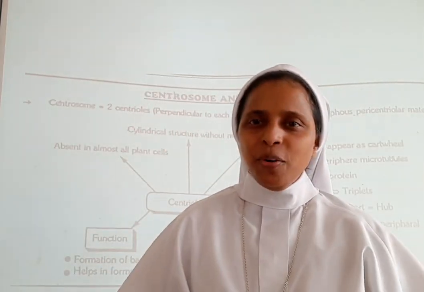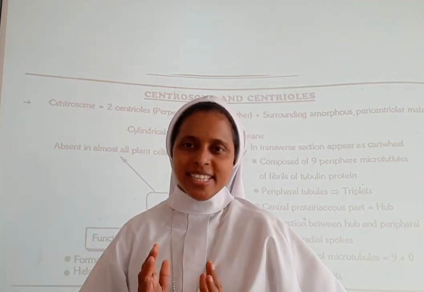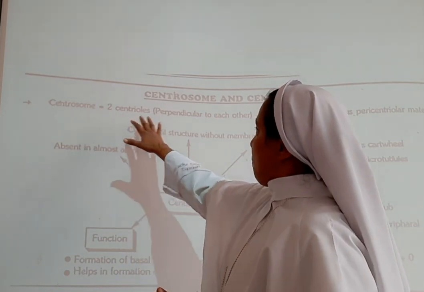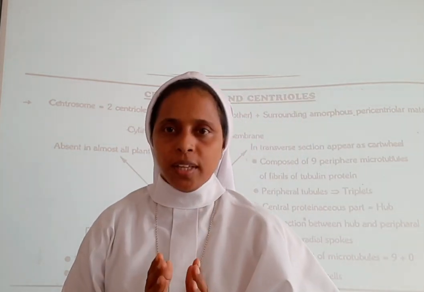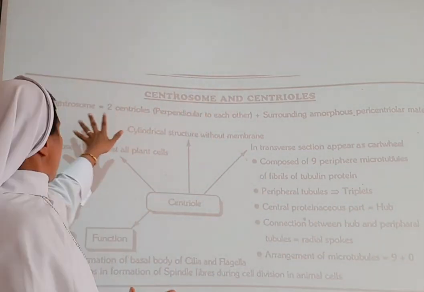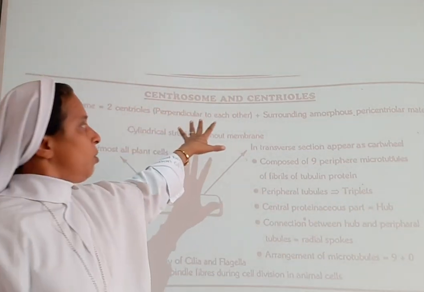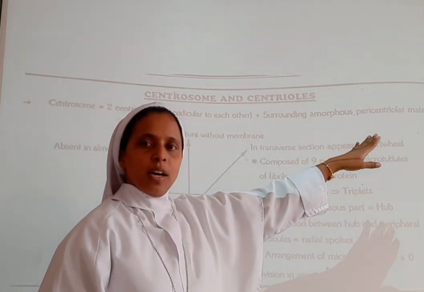Now let us learn about the centrosome and centrioles. These are perpendicular to each other. So they will be perpendicular to each other. Centrosomes have two centrioles, perpendicular to each other, surrounded by amorphous pericentriolar material.